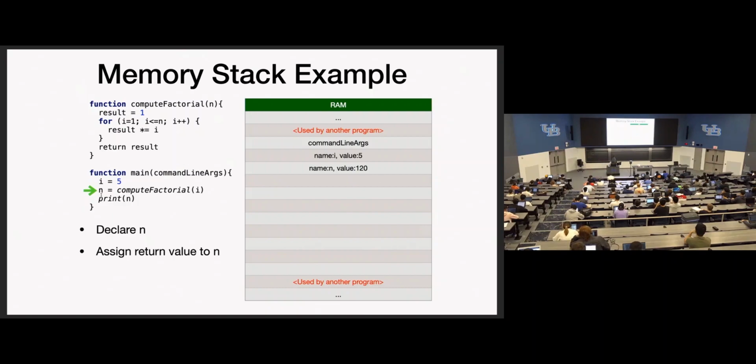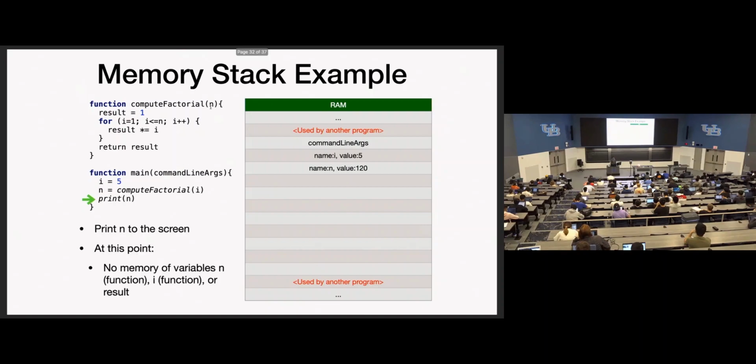And again, I'm reusing n. It doesn't interfere with this n because that n was inside that stack frame, which was destroyed. That n's gone. I can reuse that variable name, no problem. I'll just print n to the screen. At this point, no memory of that function call. It's as if it never even happened. That function call just resolved to 120, and we don't know how at this point. We can't look back and figure out how that happened.